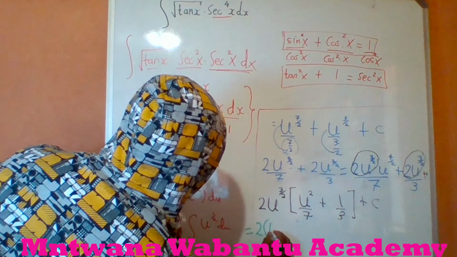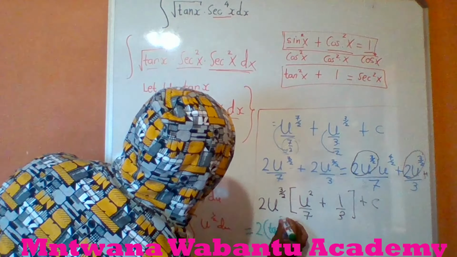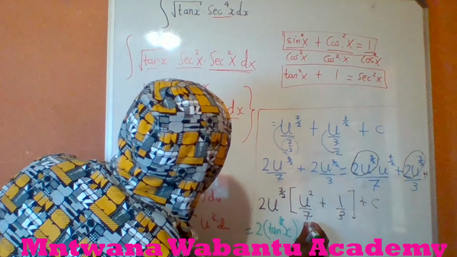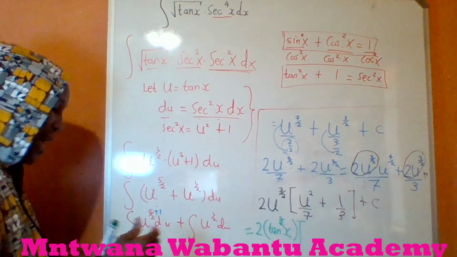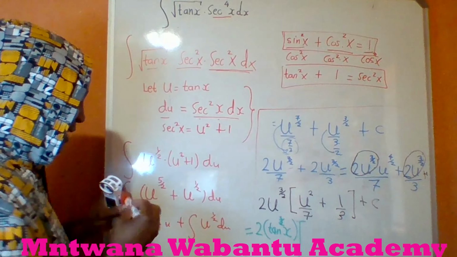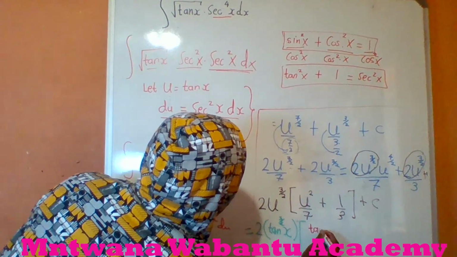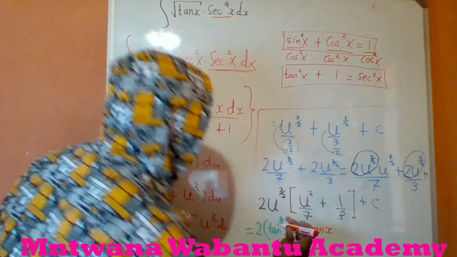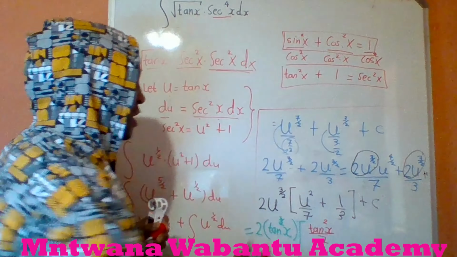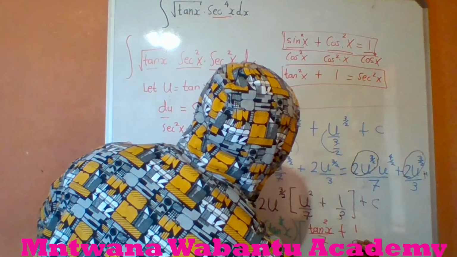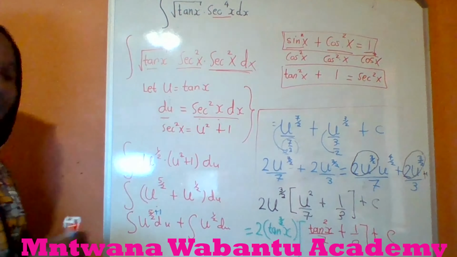So tan x, to the power 3/2. And then we put a big bracket. The question is finished now, so I'll plug it back in. I'm just substituting it back. Okay, u is tan of x. So here we have tan of x, and then squared, and then over 7 plus 1 over 3, and then plus constant. And that's the final answer for the question.